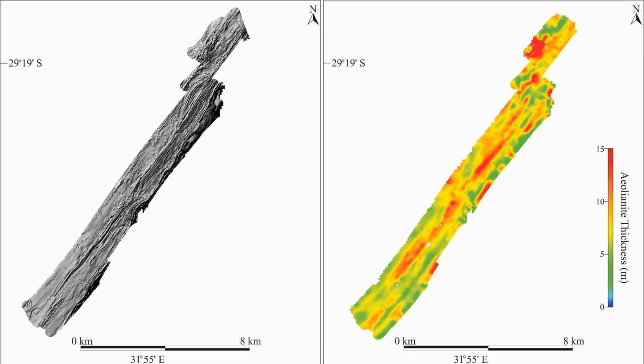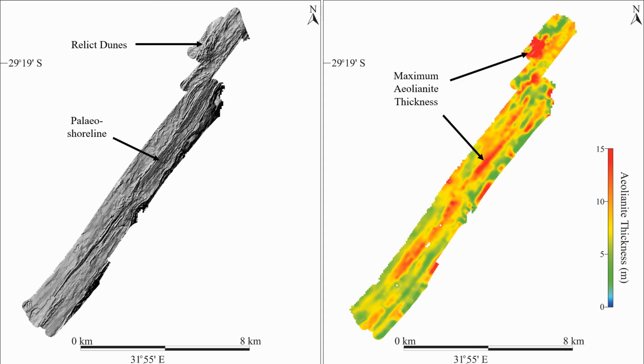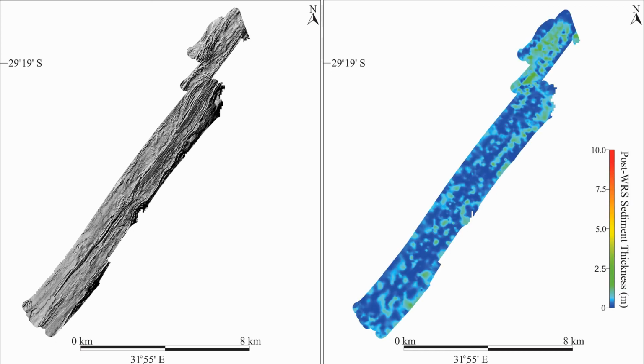Like we did with the northern block, here is an image depicting the thickest accumulation of aeolianite, and yet again, these coincide with major paleo shorelines and parabolic dunes. Finally, we see in the southern block the largely scarce accumulation of post-wave ravine sediment, restricted only to the low-lying depressions between elevated portions of the relict parabolic dunes.